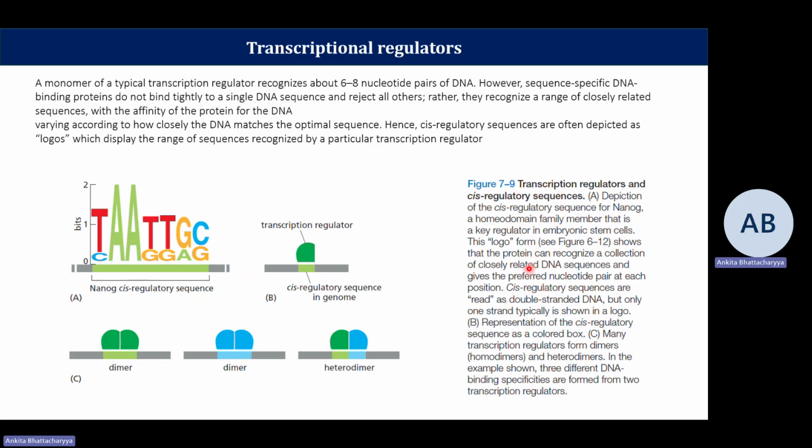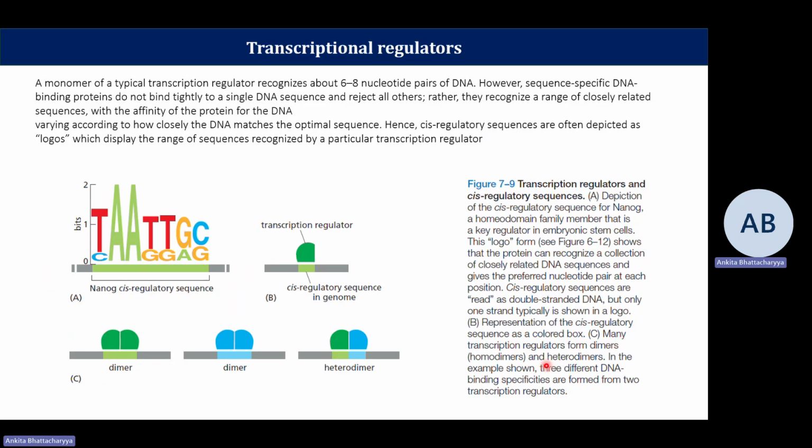This shows that the protein can recognize a collection of closely related DNA sequences and gives the preferred nucleotide pair at each position. Cis regulatory sequences are read as double-stranded DNA, but only one strand typically is shown in the logo. Representation of the cis regulatory sequence as a colored box.